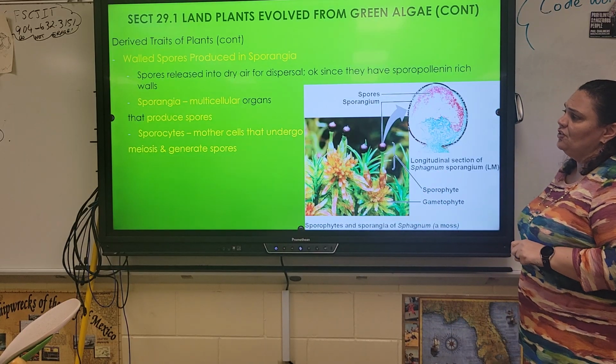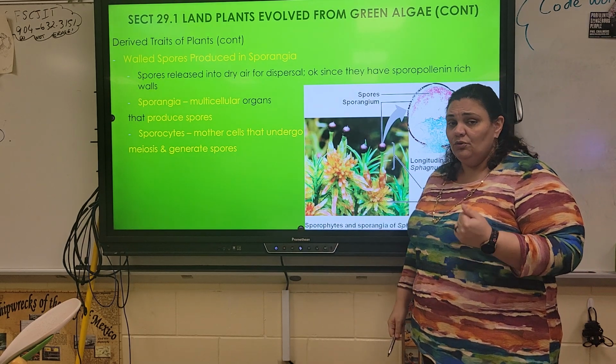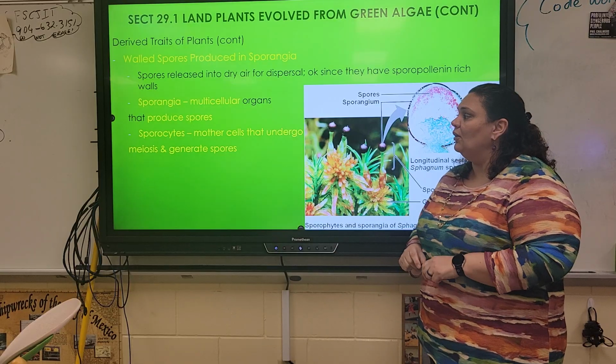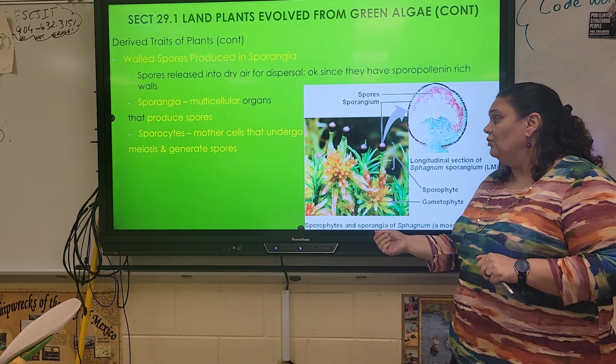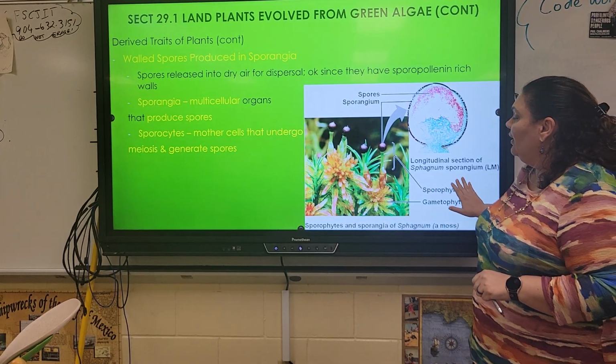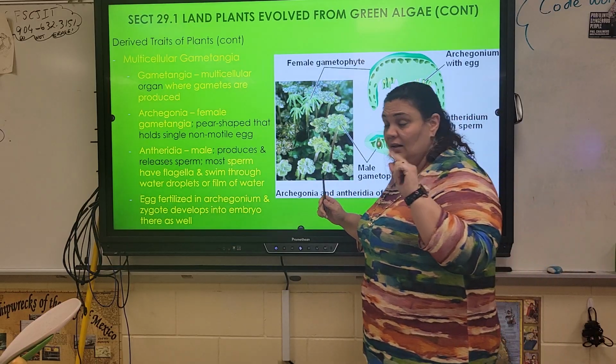Walled spores produced in sporangia. Your sporangia is your multicellular organ that's going to produce your spores, and your sporocytes are the mother cells that are going to go through meiosis and generate the spores so that they can be carried on and reproduce. Okay, this is one of the things that's in the lab, right?